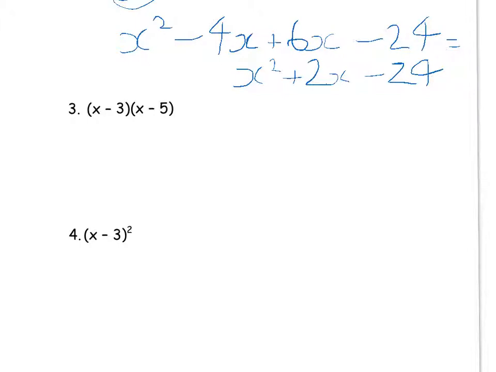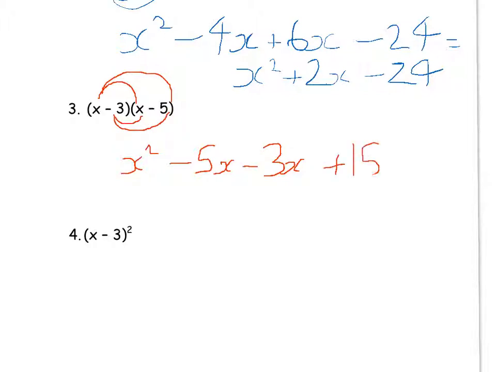This time, we're asked to expand x minus 3 times by x minus 5. Remember, everything in the left hand bracket has got to be multiplied by everything in the right hand bracket. So let's use the claw method again. x times x is x squared. x times minus 5 is minus 5x. Minus 3 times x is minus 3x. And minus 3 times minus 5 is plus 15, because a negative times a negative is a positive.